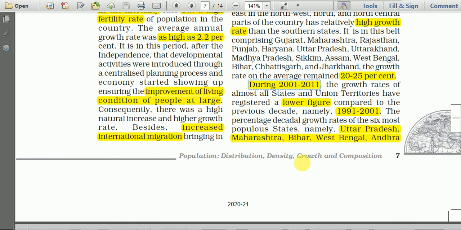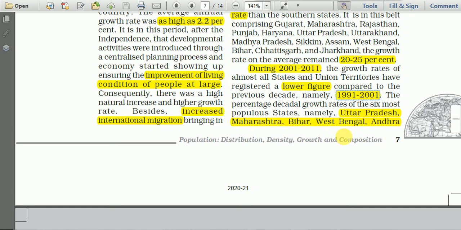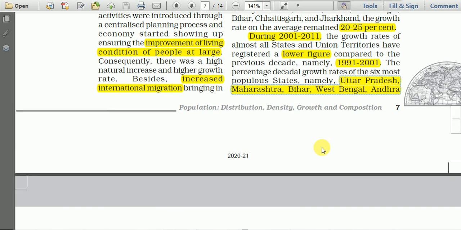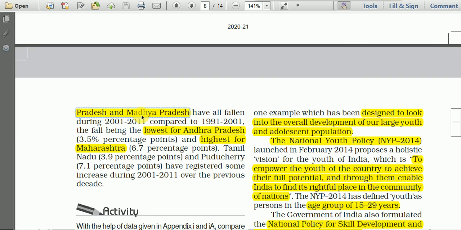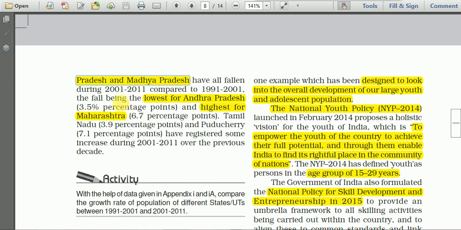During 2001 to 2011, the growth rate of almost all the states and union territories registered a lower figure compared to the previous decade, 1991 to 2001. That means the growth rate has been declining in almost all the states of India after 2001. The percentage decadal growth rate of the 6 most populous states, namely Uttar Pradesh, Maharashtra, Bihar, West Bengal, Andhra Pradesh, and Madhya Pradesh, has fallen during 2001 to 2011 as compared to 1991 to 2001.